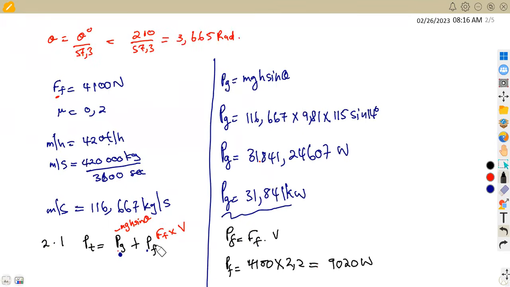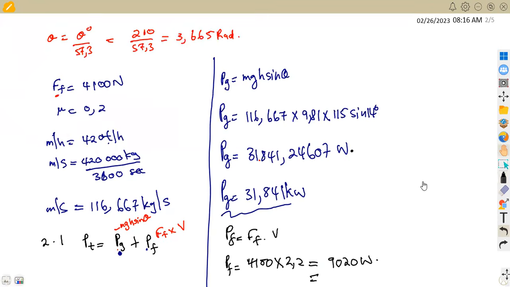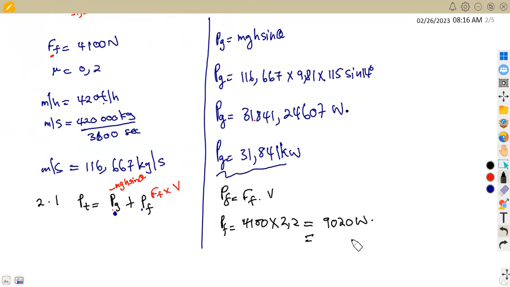But take note, since we are to add these two, we must have the same units. If you want to add in watts, you must have this in watts. If you want to add in kilowatts, that means you are supposed to convert this answer to kilowatts. So by dividing by 1,000, we are having our answer in kilowatts, which is going to be 9,02 kilowatts. So this is the power due to the friction that we have.